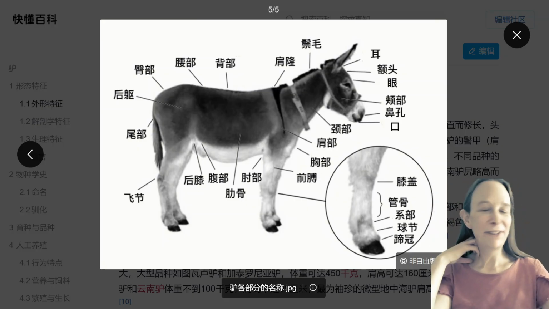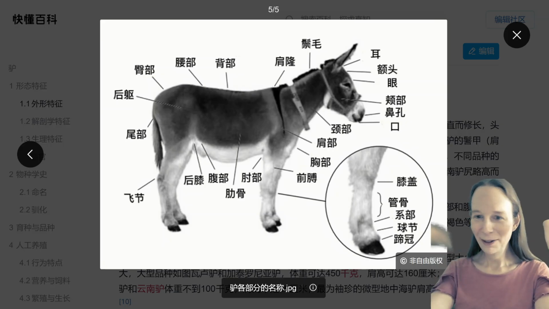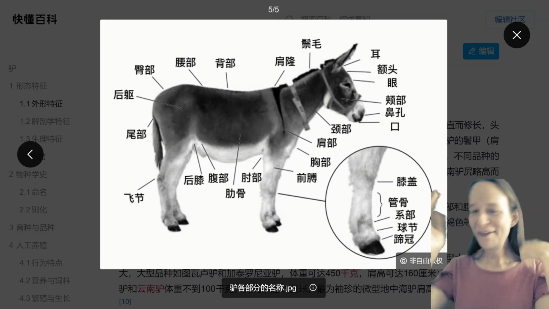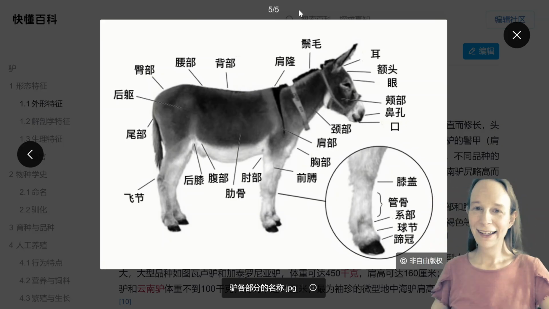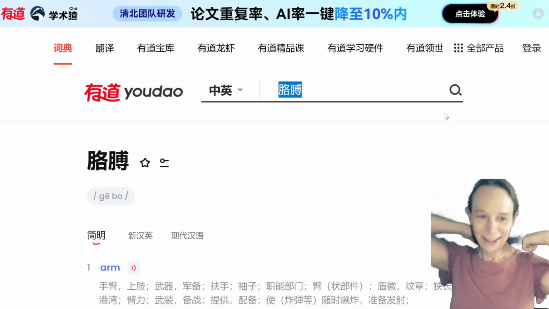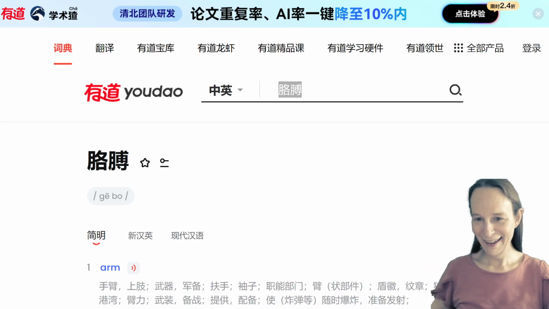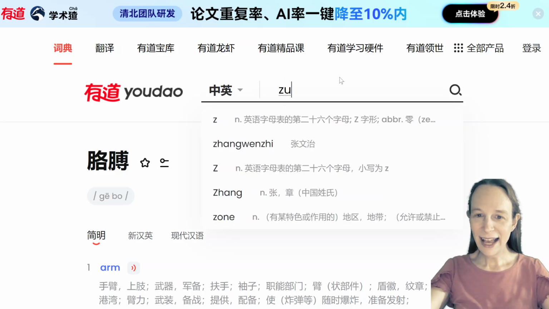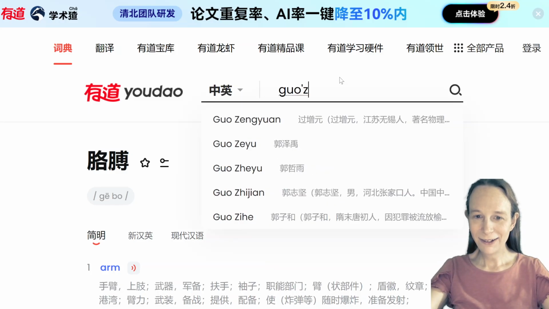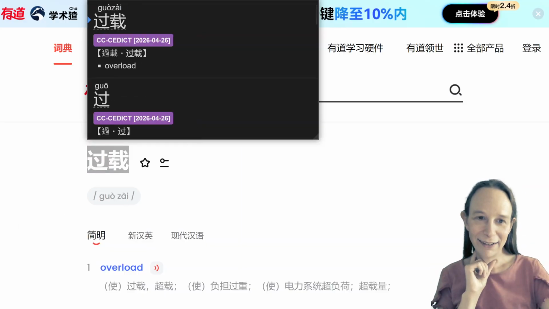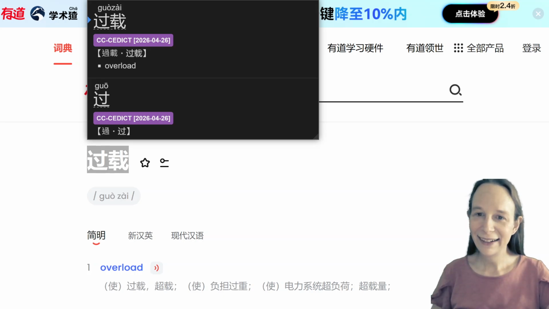What's the Chinese word for facepalm? It was 捂脸. 捂脸, facepalm. Obviously, I know this word. Too many characters. Or 过载. Now it's 过载了. 过载. Overloaded.